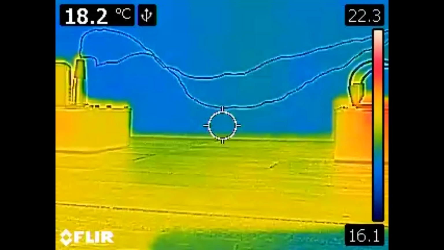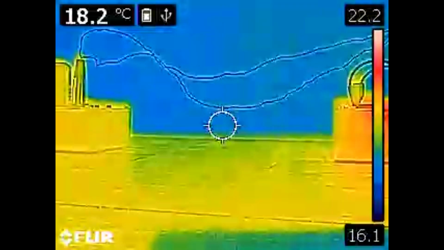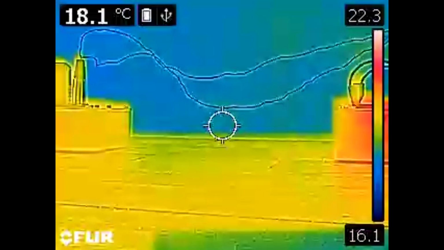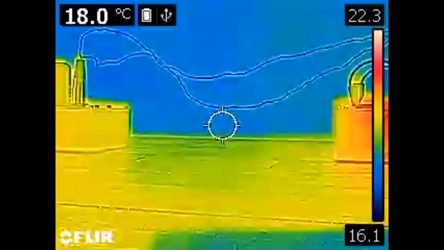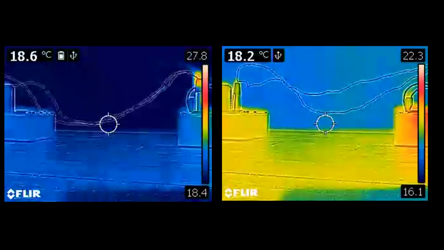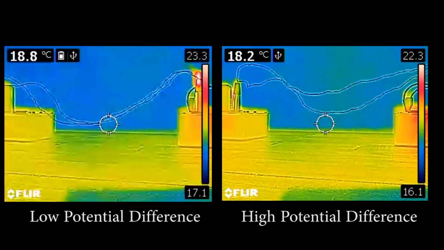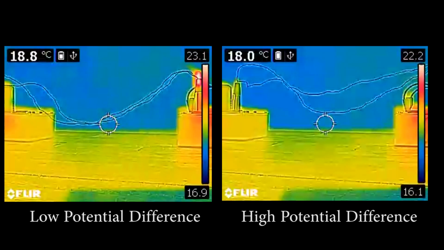This is the same setup, but this time we're viewing it through an infrared camera. You can see that as the current flows through the wires, it heats up. Let's compare the low voltage with the high voltage. What do you notice? The low voltage heats up much faster than the high voltage.